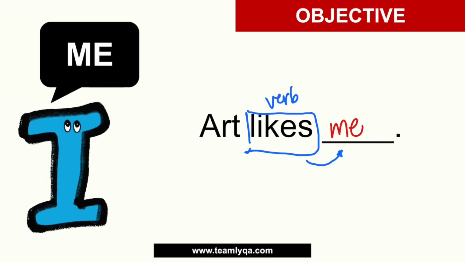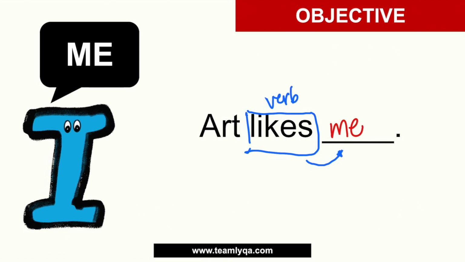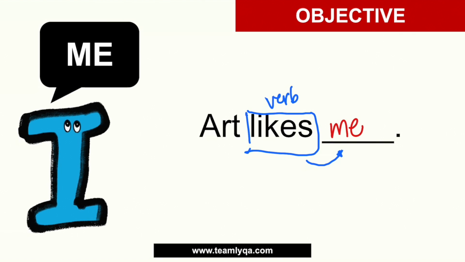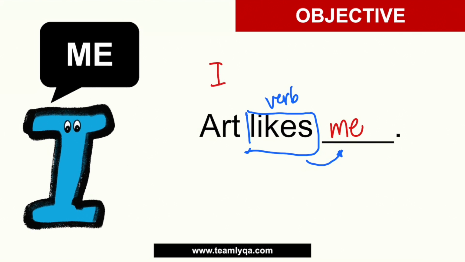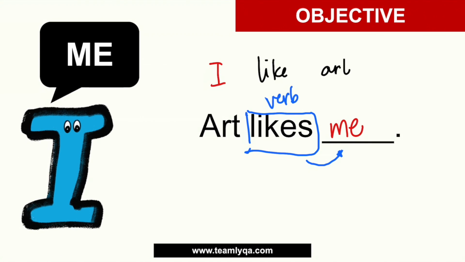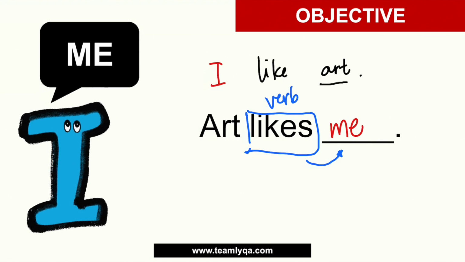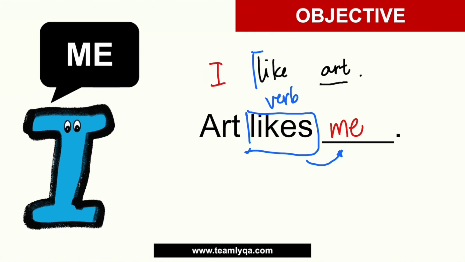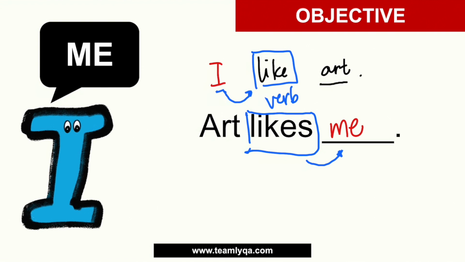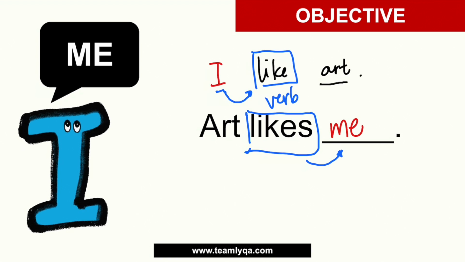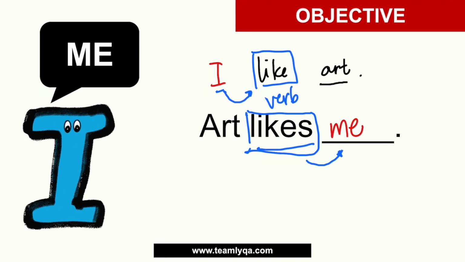Hindi katulad nung subject na I kanina, yung I naman ang nauuna. Di ba? Kasi kung ipagtatabi natin, kung ito ay I, like Art, as in yung sining, di ba? You would notice, ito yung verb, baliktad sila na person, nauuna naman ngayon yung pronoun. Okay? Yan yung pag-subjective. Pag-objective, nauuna kadalasan yung verb.